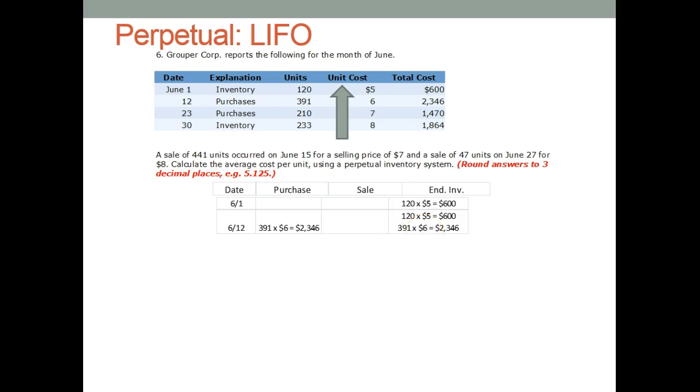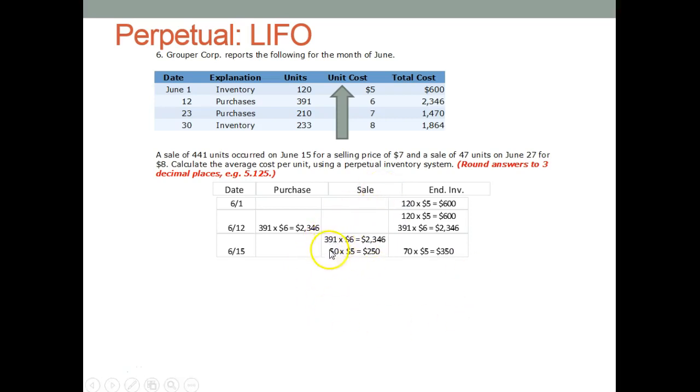Now the next one is a sale. So June 15th, we had that large sale, $441. Now I'm going to lift my arrow up. Okay, so here I'm going to sell all 391 units at 6. And I'm going to lift my arrow up to get to 441. I only need 50 units at 5.